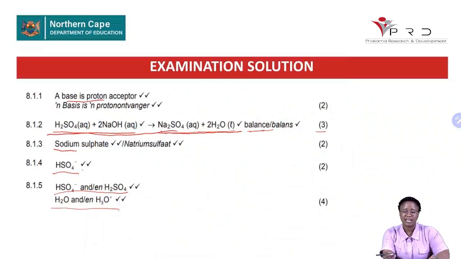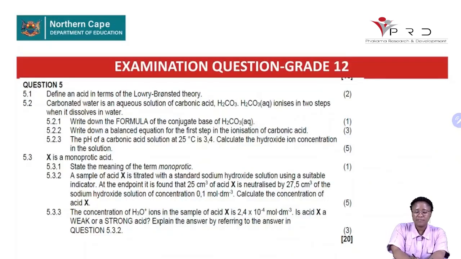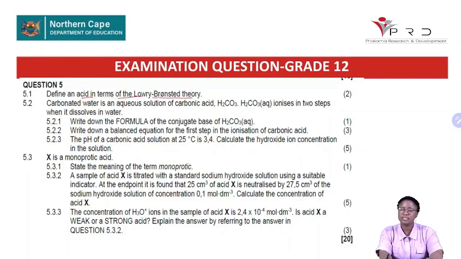5.1 says to us, define an acid in terms of Lowry-Bronsted theory. Can you see that this thing of a definition, you can't run away from it, guys. You need to know the definition. I'm sure you already know the answer to this one. Yes, the answer is a proton donor. An acid is a proton donor according to Lowry, and then a base is a proton acceptor. I'm not going to write that because I don't have much space. And then we go to 5.2.